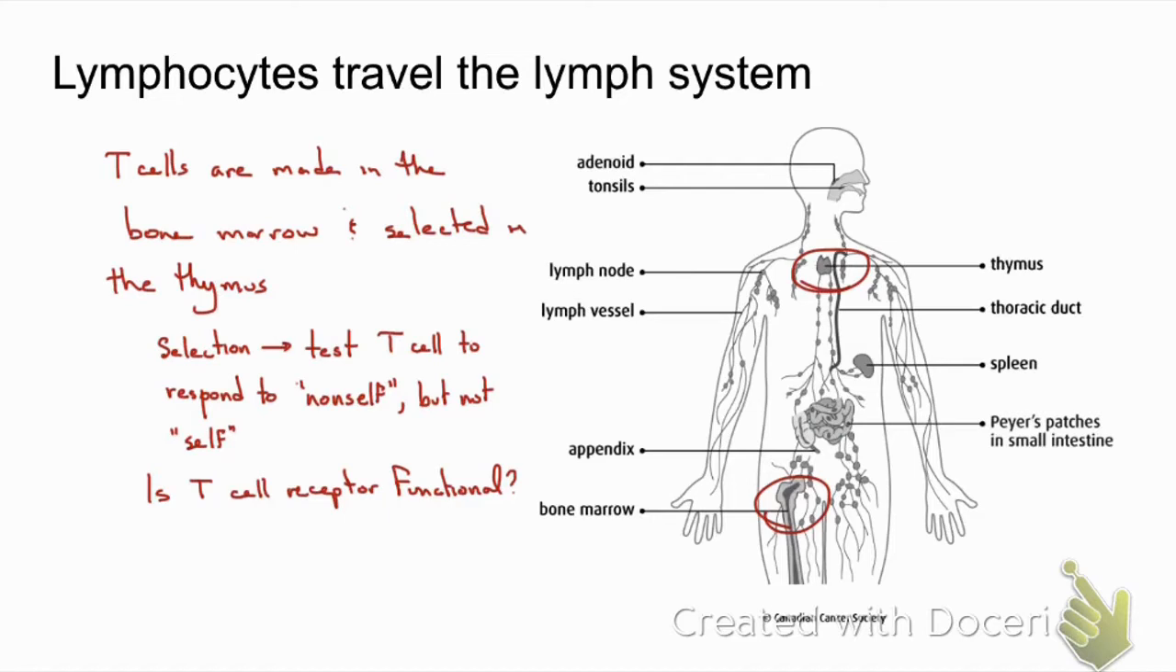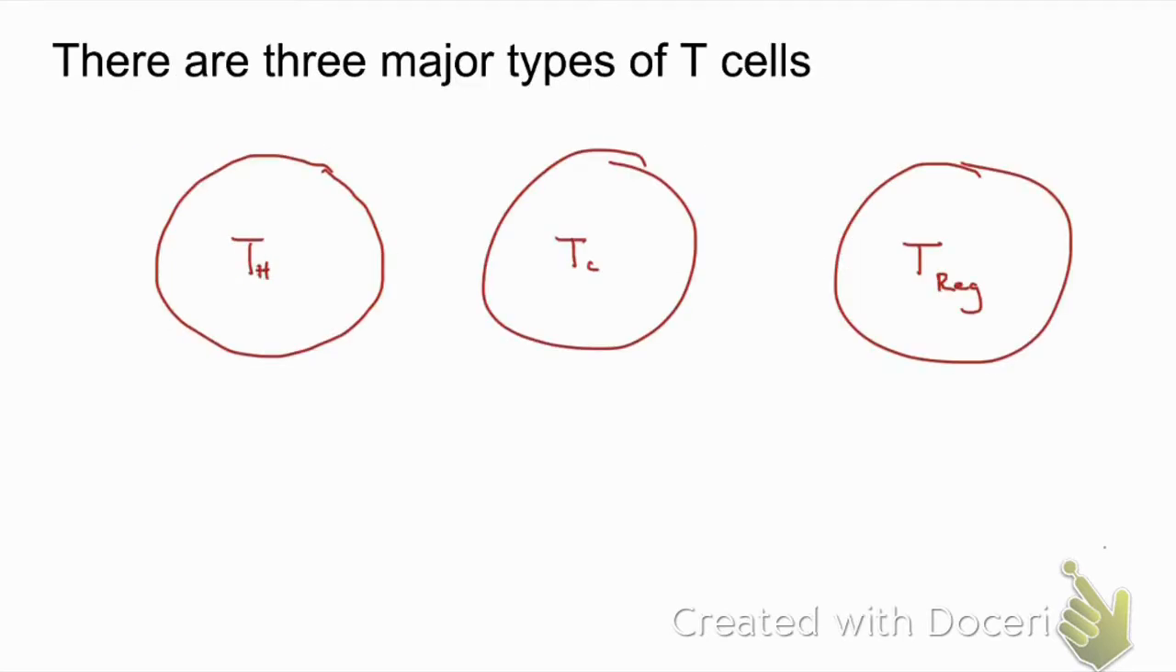After T cells have been selected, they will travel throughout the lymph system, making about one complete round of the lymph system every 24 hours. And as they pass through the lymph nodes and spend time in them, T cells are going to be interacting with professional antigen presenting cells, determining whether they can detect a pathogen or not. There are three major types of T cells known as T helper, T cytotoxic, and T regulatory. Each of these has a very important role in modulating or regulating the immune response.